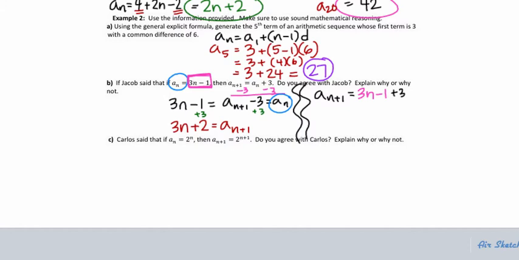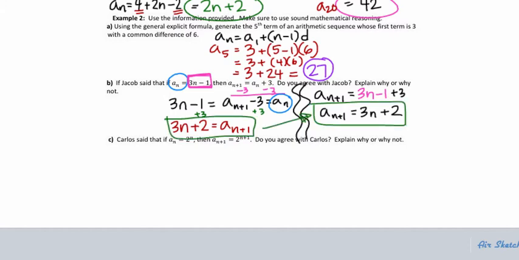Now let's try and simplify this, combine like terms. We wind up getting a sub n plus 1 is equal to 3n plus 2. And if you notice, that's the exact same thing that we got on the other side of the equations. So, I would agree with Jacob, and we've just shown that.